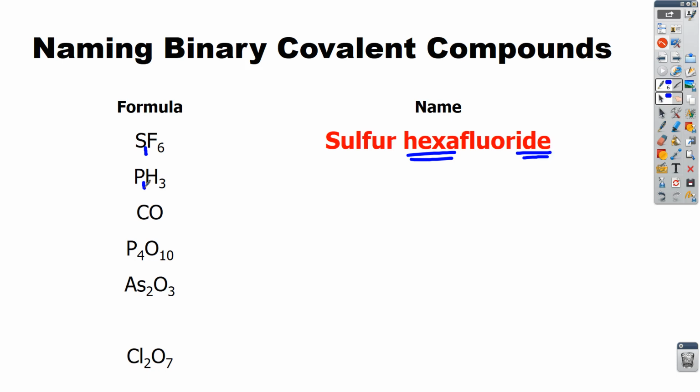PH3. Safe to assume that there is one phosphorus there, and I'm not going to write monophosphorus because that is the exception, mono does not go in front of the first name. And I notice that I have 3 hydrogens, but I'm not going to say trihydrogen. I'm going to change that ending to ide to create phosphorus trihydride.